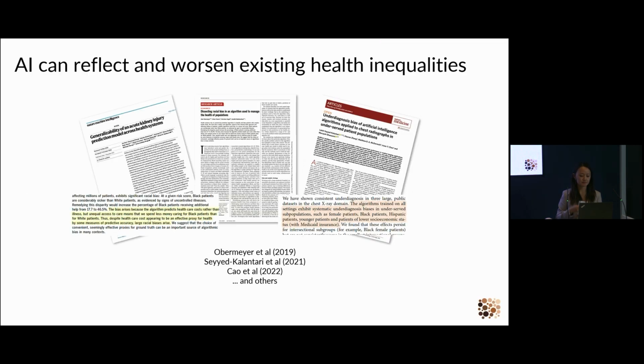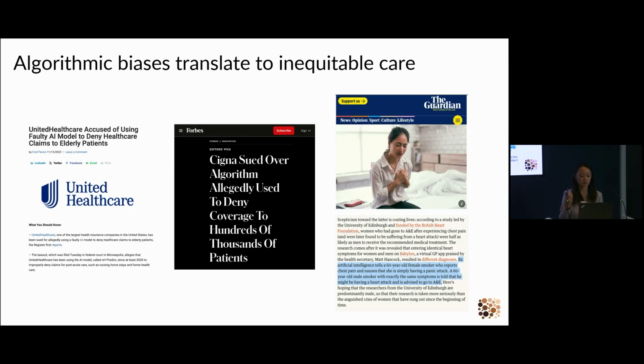So we know that AI can reflect biases that are within the data, and that there's lots of scientific work showing that that can lead to things like underperformance of algorithms in demographic subgroups. Often these tend to be minoritized and already underserved groups. And we do see this translating through to actual unfair practice too.